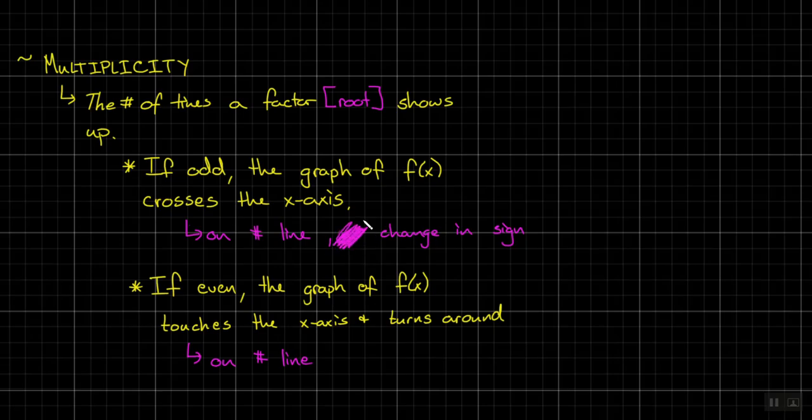I think we all said it the right way, and I might have even said it the right way when I was writing it. But if it's odd, it crosses and the sign does change because it crossed the axis. It went from positive to negative or vice versa. On the number line, if it's even, where it just touches it and turns around, does our sign change there? So for example, if I'm thinking about the graph, if this is a root and it was positive and it touched and turned around, is it still positive? Okay, no change here. No change in sign.